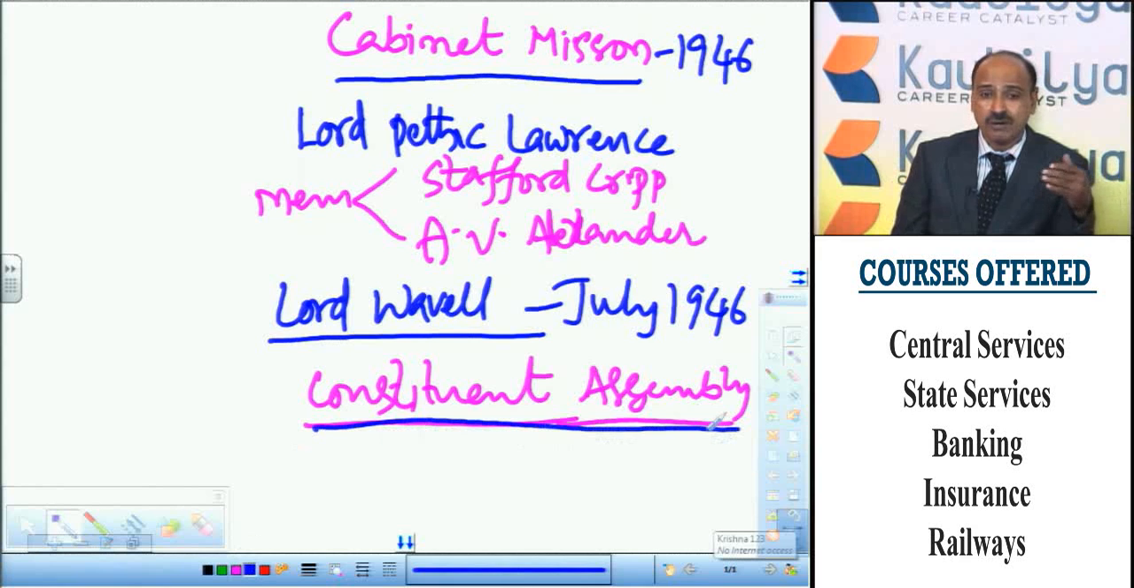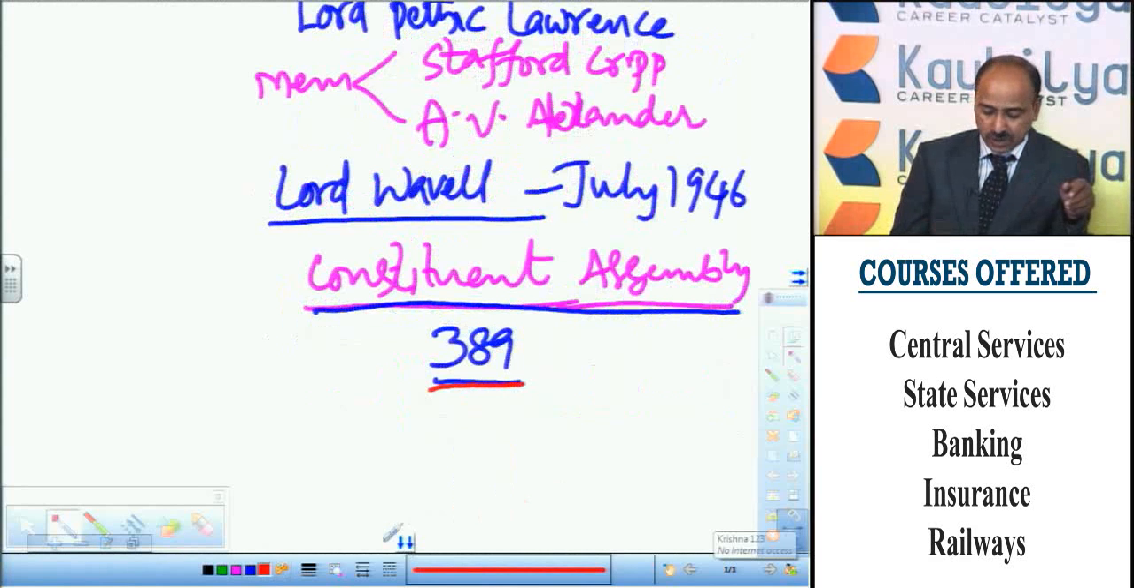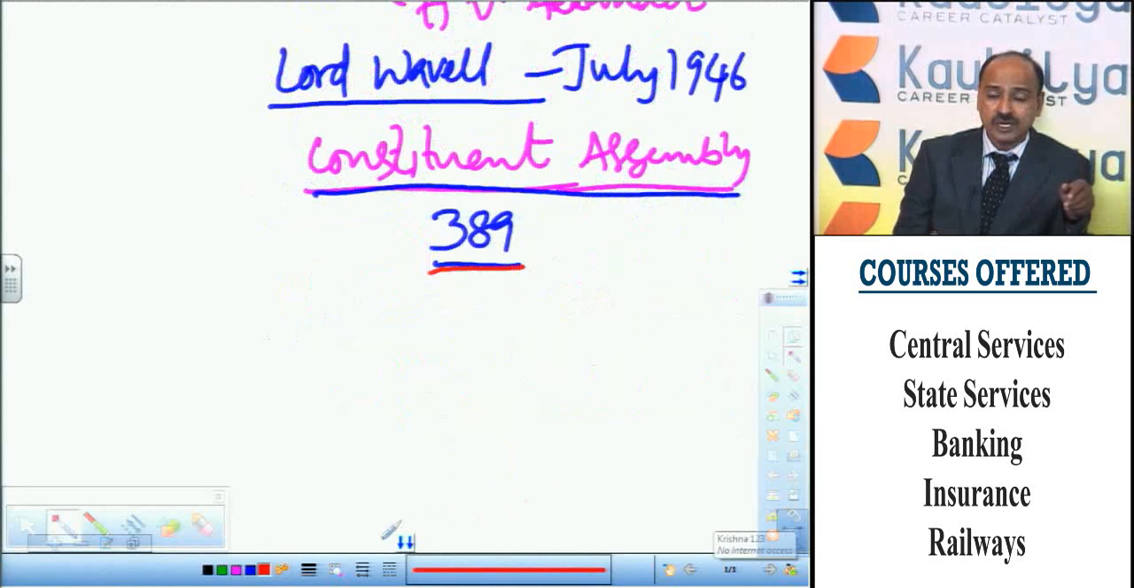He was sent by Lord Clement Attlee. It was established with 389 members. What is the strength of the Constituent Assembly? That is 389. These 389 members were elected indirectly, nominated, or appointed from various regions of our country. Out of 389, 292 members were elected from British provinces indirectly.